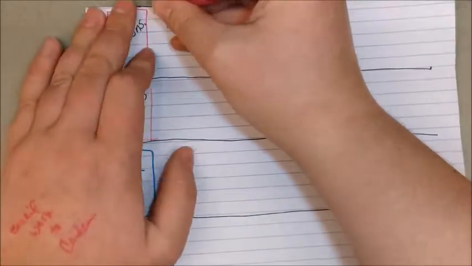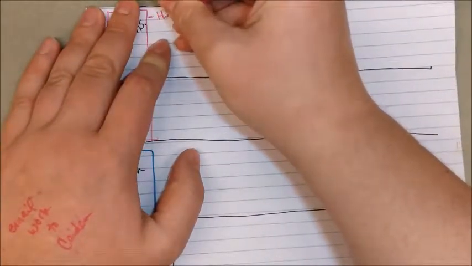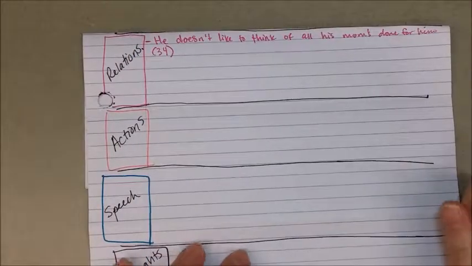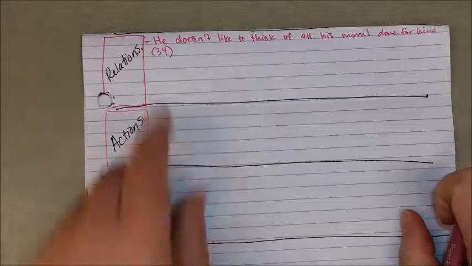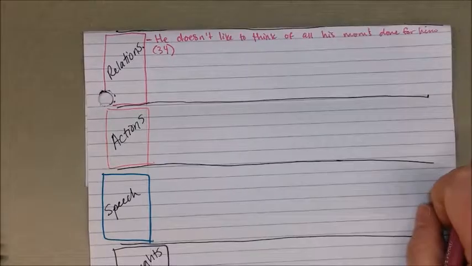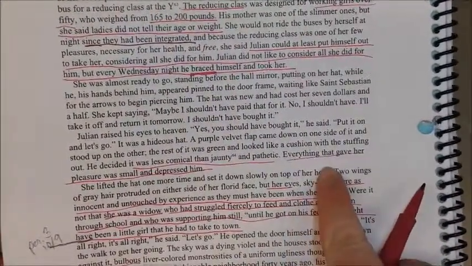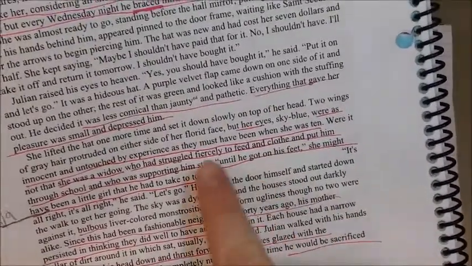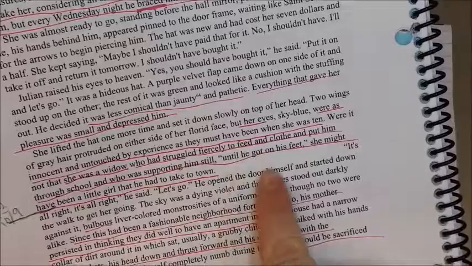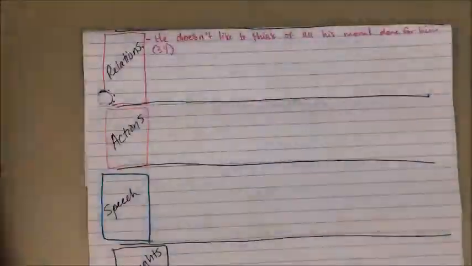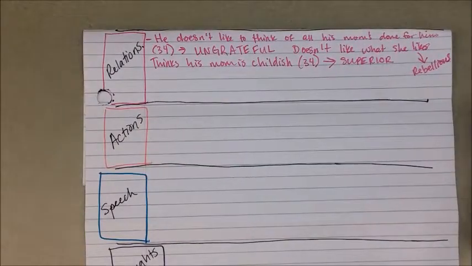So we know he doesn't like to think of everything that his mom has done for him. And I found this on page 34, so I'm just going to mark that so I don't forget it later. And we also know that everything that gave her pleasure was small and depressed him. And it's like his mother is a little girl that he had to take to town. So I'm just going to jot that down in my notes really quickly. All right, hopefully you can read my chicken scratch.